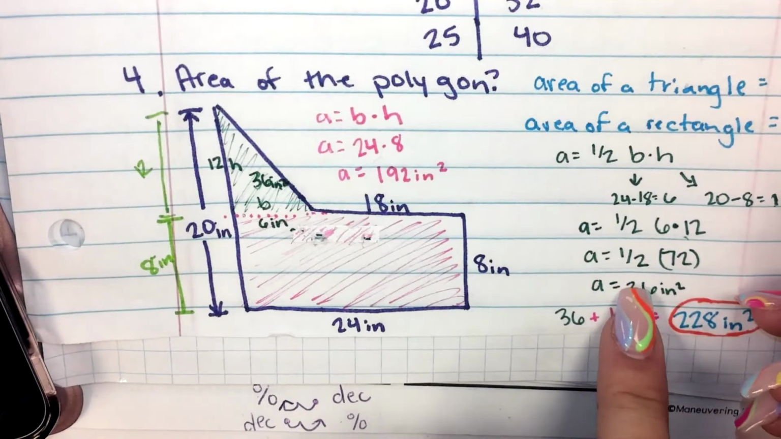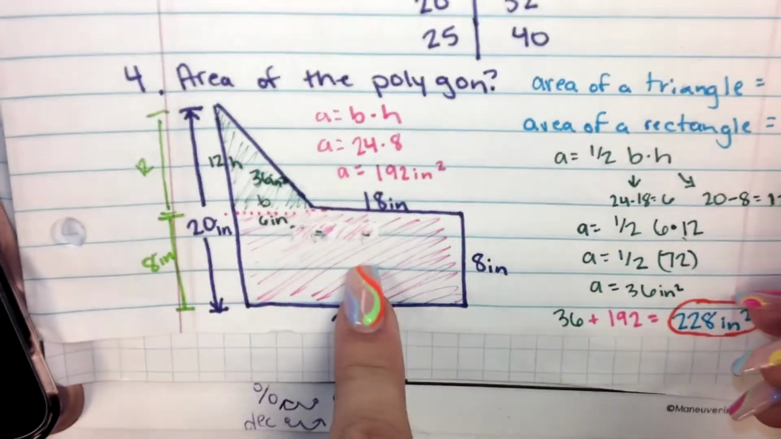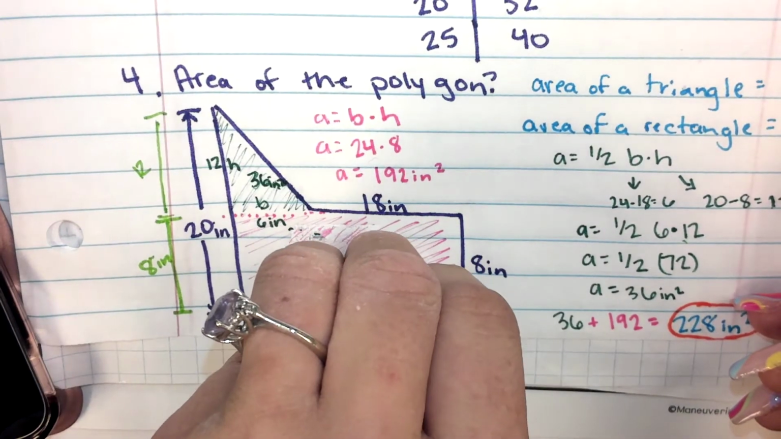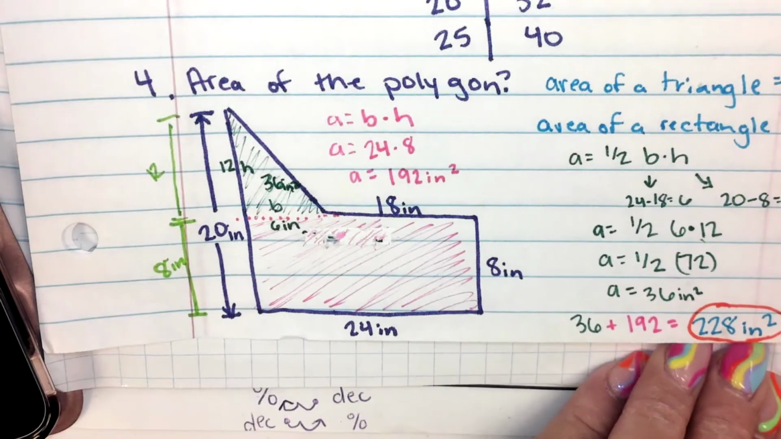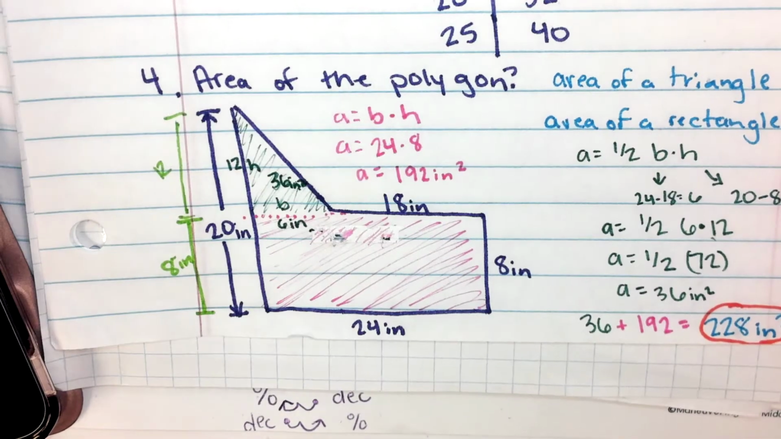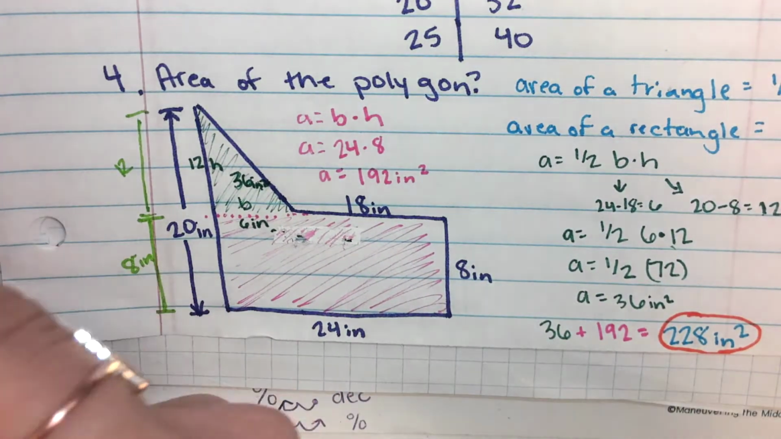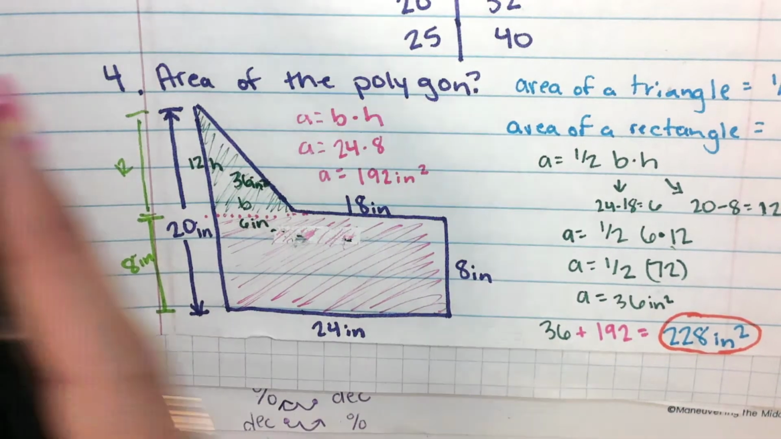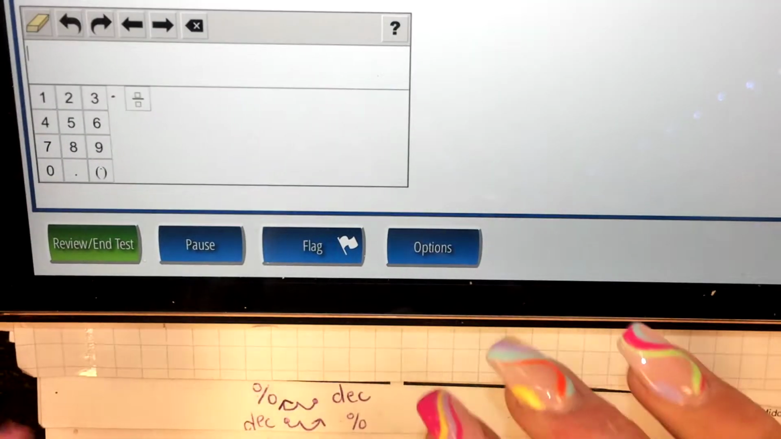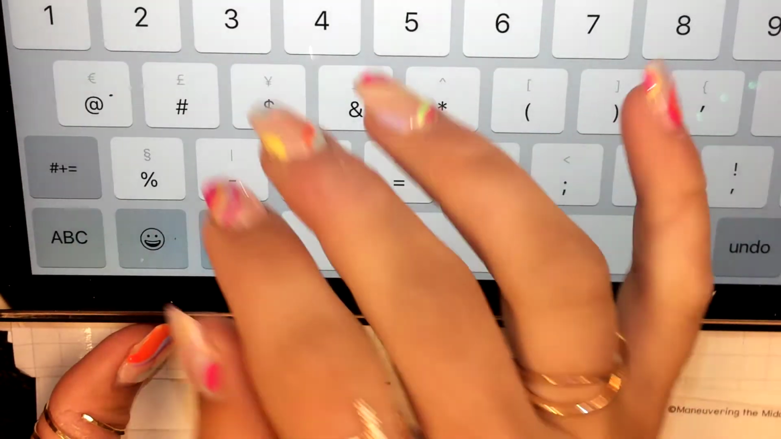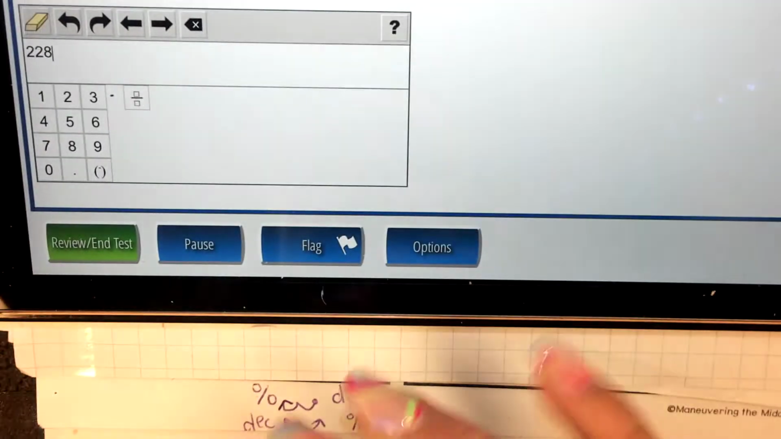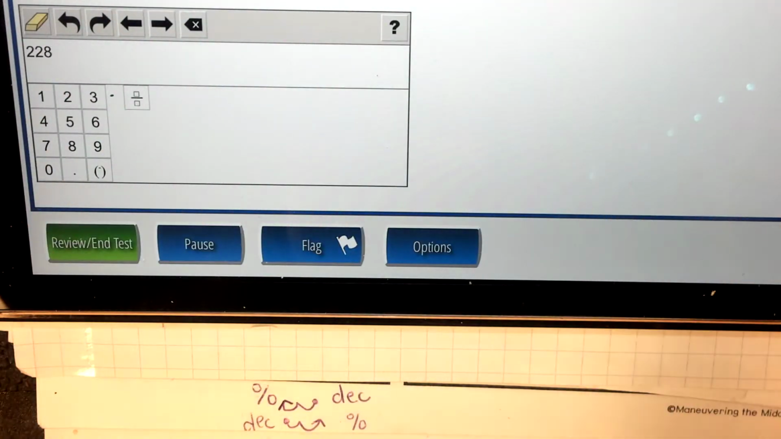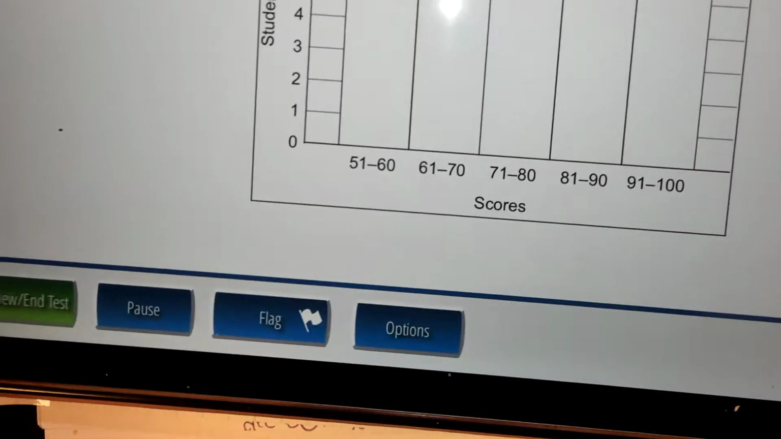So that's 36 for that area, and this is 192 for this area. So together, the whole area of them together, we had to add 36 plus 192, and I get a total area of 228 inches squared. Now, does anybody have any questions about that one? Okay, make sure you know how to type it in. 228. Now, there is no spot for you to put in inches squared. So don't try to find a button to do that unless it's on there, okay? They just want you to type this in. Okay, now go to the next one.